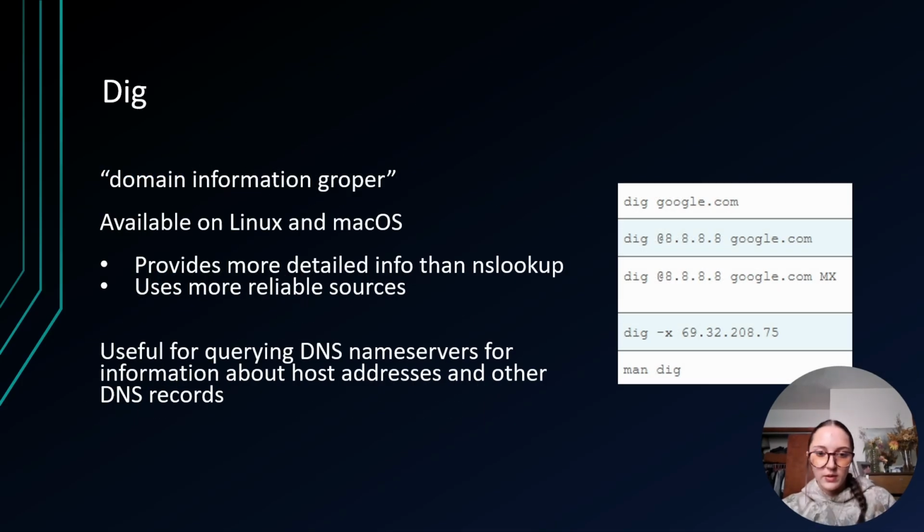And then the dig command is the domain information groper. It's available on Linux and Mac OS, and this command just provides more detailed information than nslookup, and it also pulls this information from more reliable sources. And this command is useful for querying DNS name servers for their information about the host address and other DNS records.